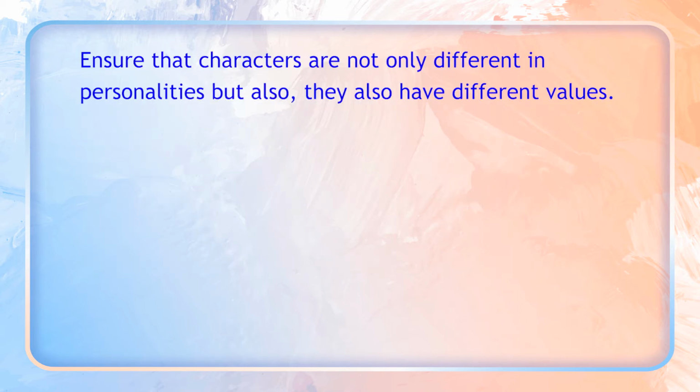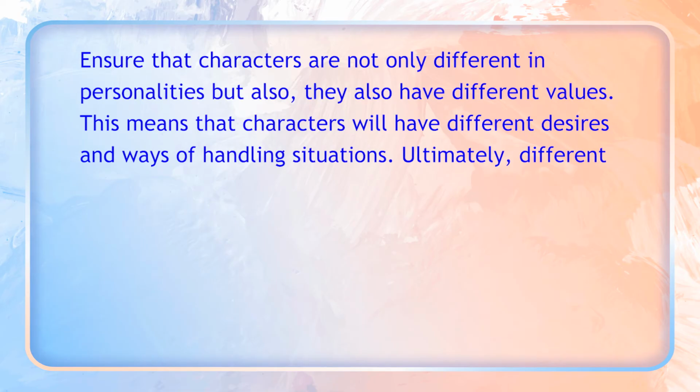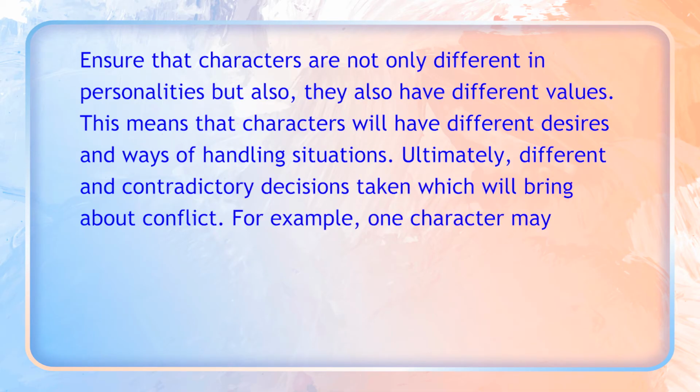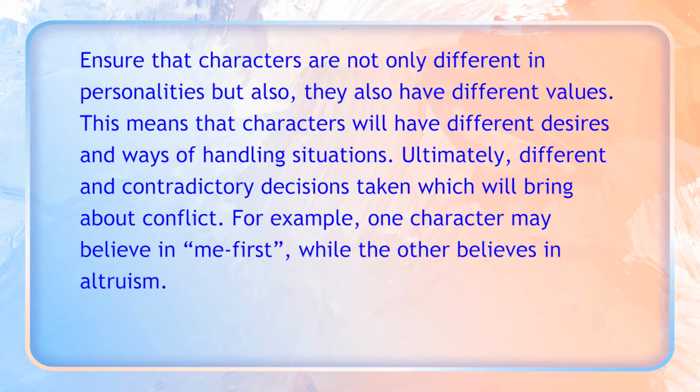Next, ensure that characters are not only different in personalities, but also have different values. This means that characters will have different desires and ways of handling situations. Ultimately, different and contradictory decisions taken will bring details about conflict. For example, one character may believe in me first, while the other believes in altruism.